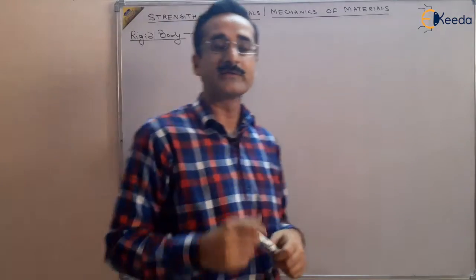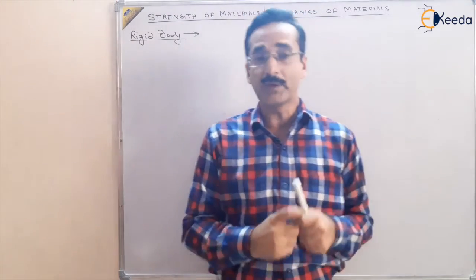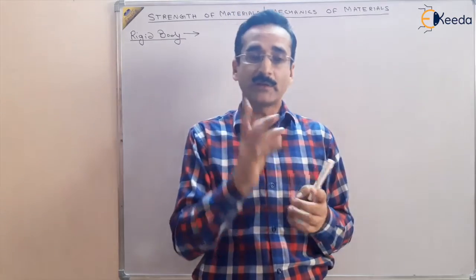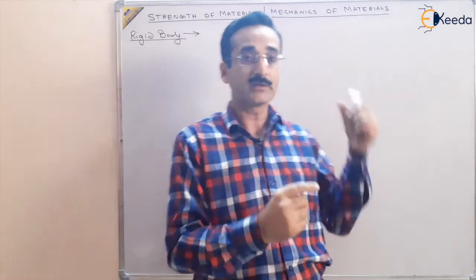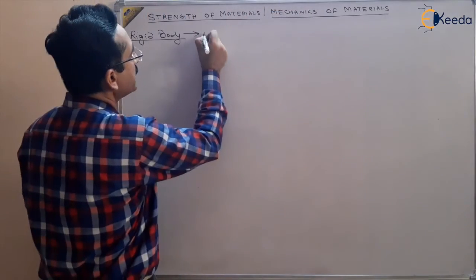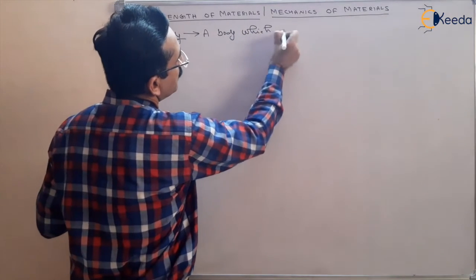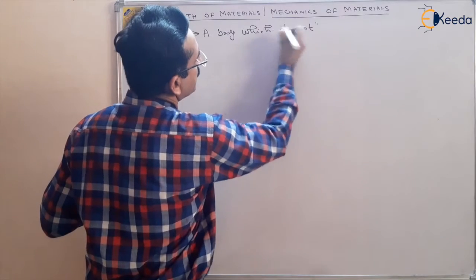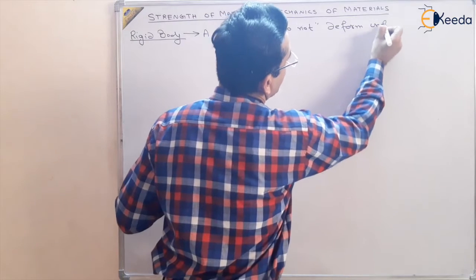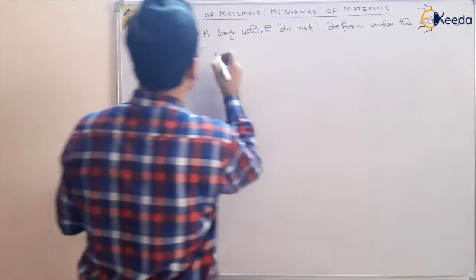A rigid body is that body which does not deform under the action of applied forces. It means you are applying some external forces and the body is not getting deformed. It means the dimensions of a rigid body do not change with the application of forces. A body which does not deform under the action of applied forces.